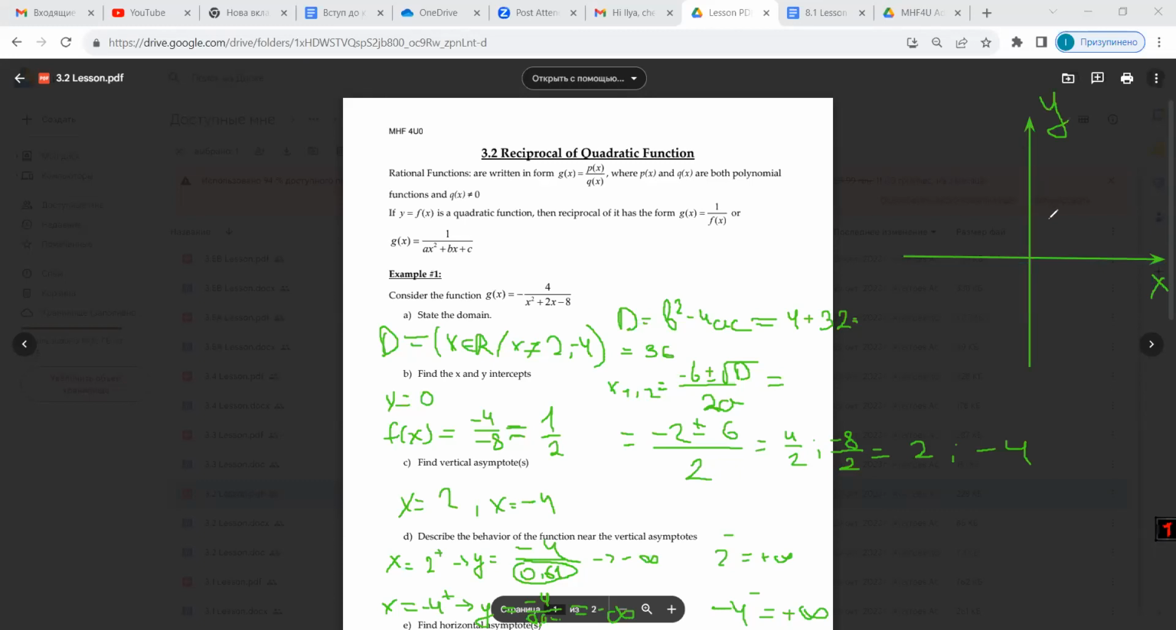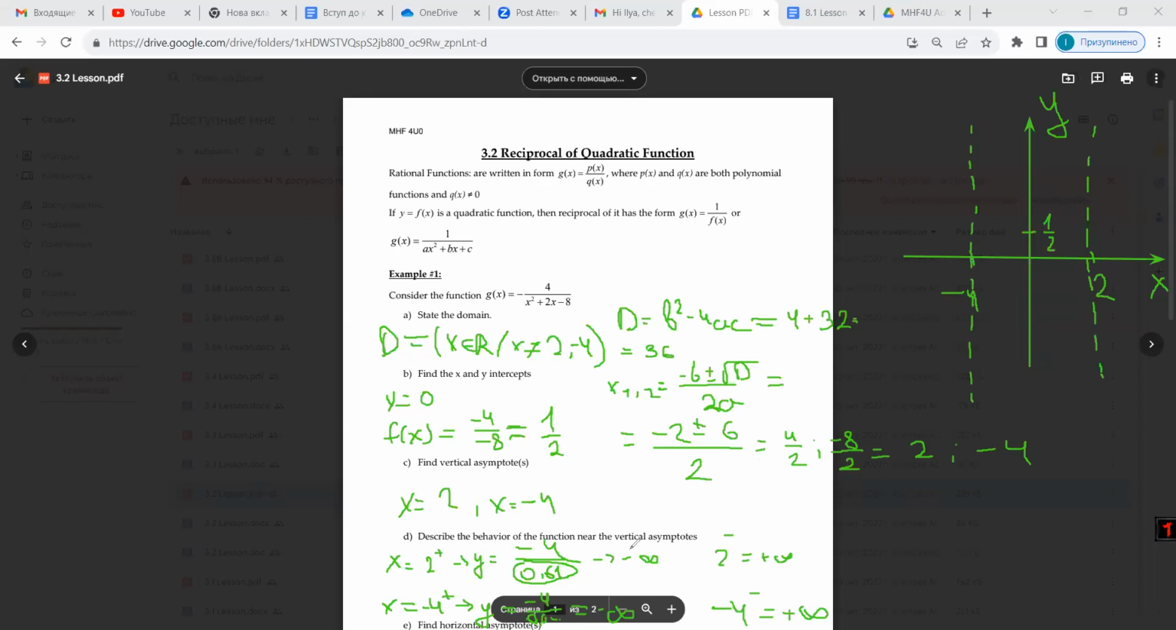We know that we have no x-intercept, but we have a y-intercept, which is 1/2. We have two vertical asymptotes, -4 and 2.